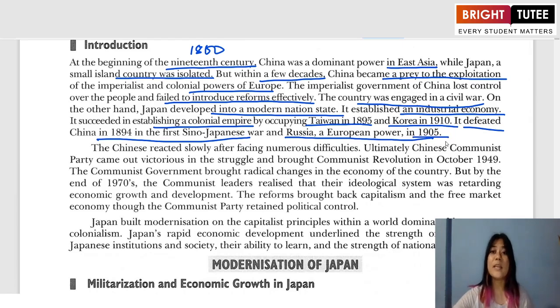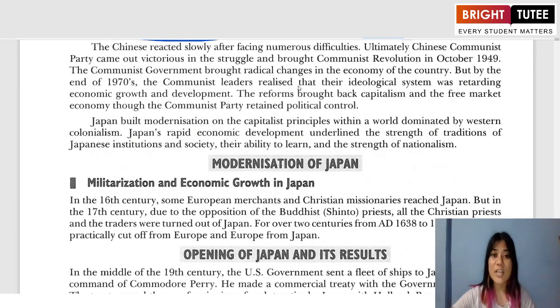So by the beginning of the 20th century, Japan had turned out to be one of the most powerful countries in the world. Now, the Chinese, after facing numerous difficulties, began to react. They began to find solutions. They began to work in order to overcome or fight those difficulties. Finally, the Chinese Communist Party came out victorious in the struggle to have control and influence over China and its people, and it brought communist revolution in October of 1949.